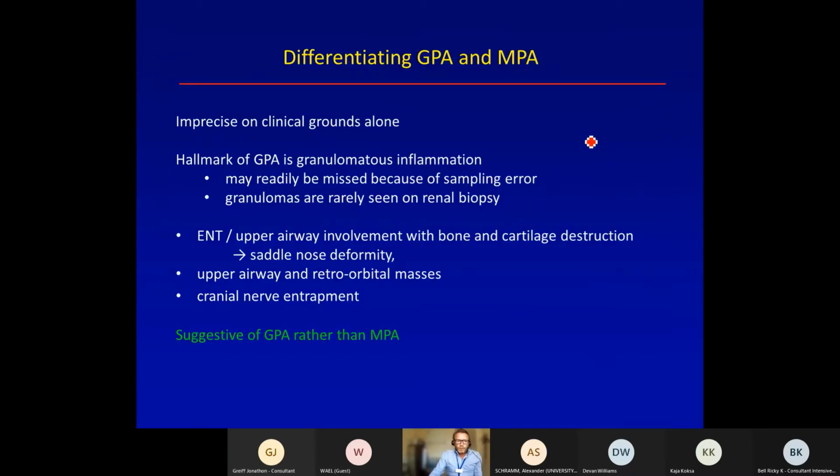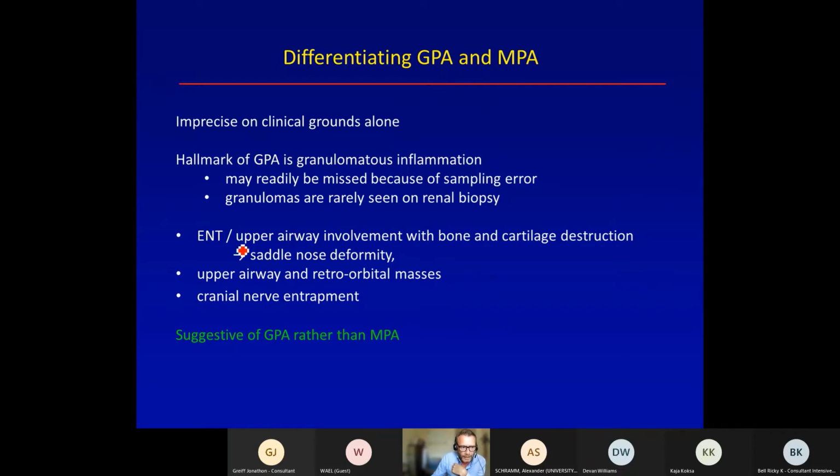Okay, so we've talked about GPA and MPA, and I guess the question is, is it important to differentiate between the two? Clinically, it's very difficult. The main difference between the two is the presence of granulomatous inflammation in GPA in contrast to MPA. The problem is that when you biopsy samples, you don't always see granulomas in patients with GPA, possibly because of sampling error. And when we biopsy a kidney, it's very, very rare to see granulomas even in patients with GPA. They just tend not to happen in the kidney.